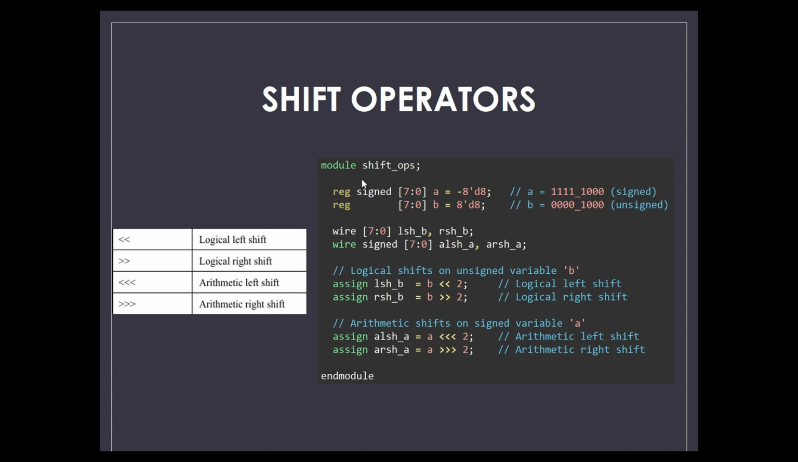As you can look in the code, I have two registers A and B. A is signed. To declare any variable signed or unsigned, you can use the keyword signed, and for unsigned, you don't need to declare anything. By default, each and every variable in Verilog is unsigned. Hence, we declare variable A as signed and we provide the value minus 8'd8. Now what is this tick and d8?